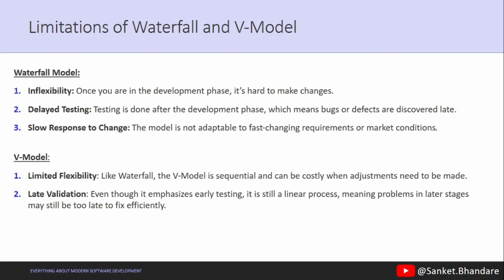Next one is V-shaped model, and the first limitation is limited flexibility. Like waterfall model, the V-shaped model is also sequential and it can be costly when adjustments need to be made. Second one is late validation. Even though it emphasizes early testing, it is still a linear process, meaning problems in later stages may still be too complex to fix efficiently. So these are the limitations of waterfall model and V-shaped model, because of which modern day applications are well suited to DevOps methodologies.